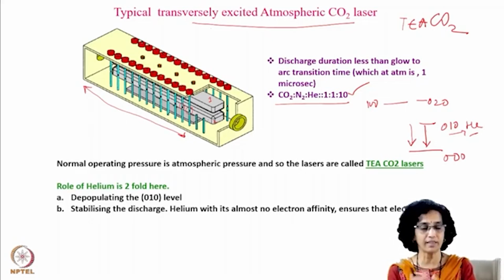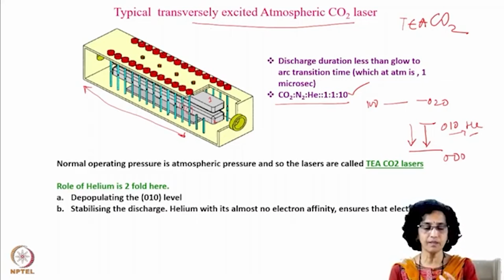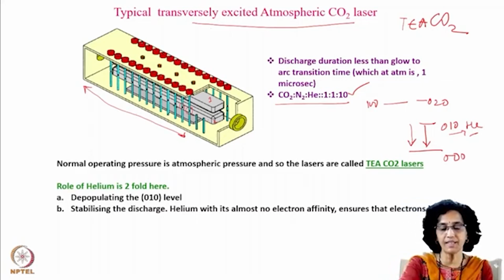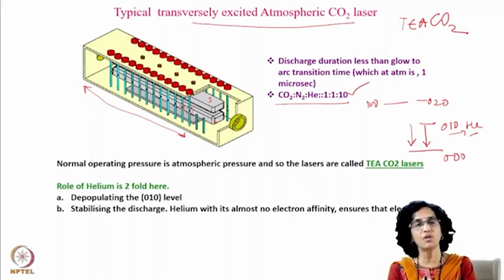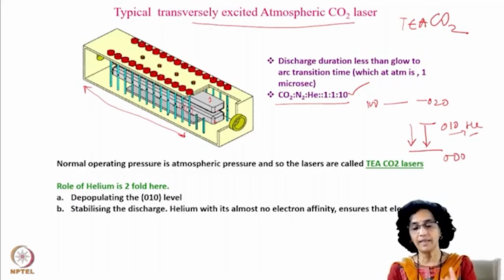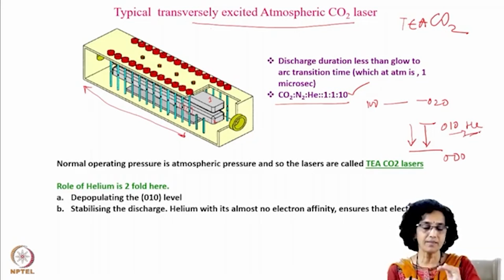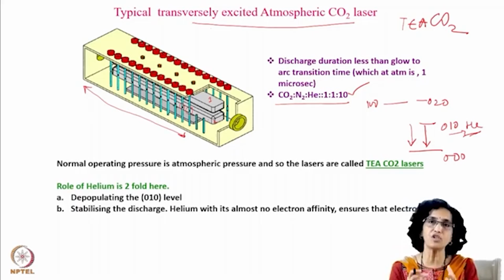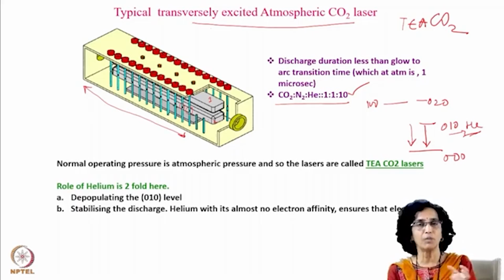It has no electron affinity, and therefore the electrons which are created in the discharge are not lost because of attachment to oxygen or CO. They undergo collisions with helium, and therefore they are present in the discharge. They continue to sustain, they continue to excite. In case the formation of negative ions takes place, we know that the mobility of negative ions is very short, and again, that can also lead to instabilities.